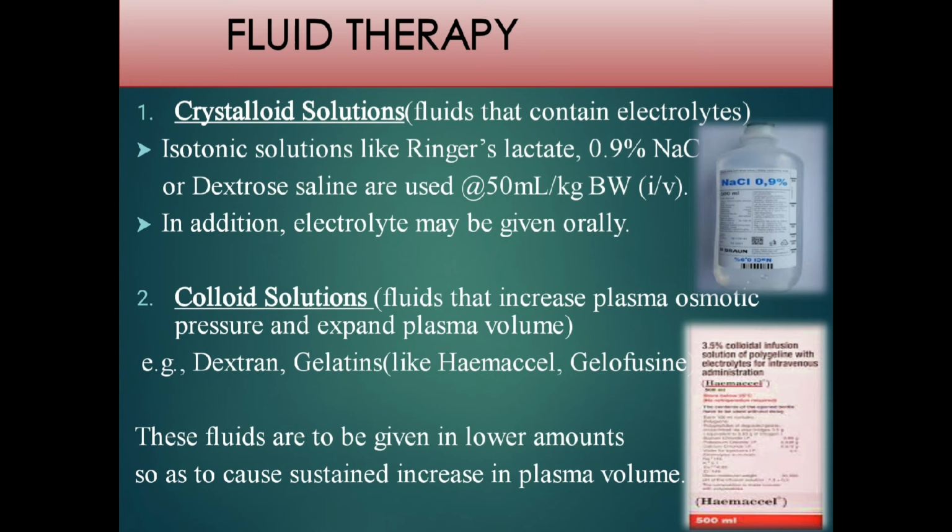Now, in case of colloid solutions, these are fluids that increase the plasma osmotic pressure and expand the plasma volume. Examples of it are dextran and gelatins like Hemacel, Gelofusine, etc. Now they are given at a much lower dose rate compared to crystalloids. Colloids are given at the general dose rate of 10 to 20 ml per kg per day. The volume is given typically over 4 to 6 hours but can be given faster if needed.